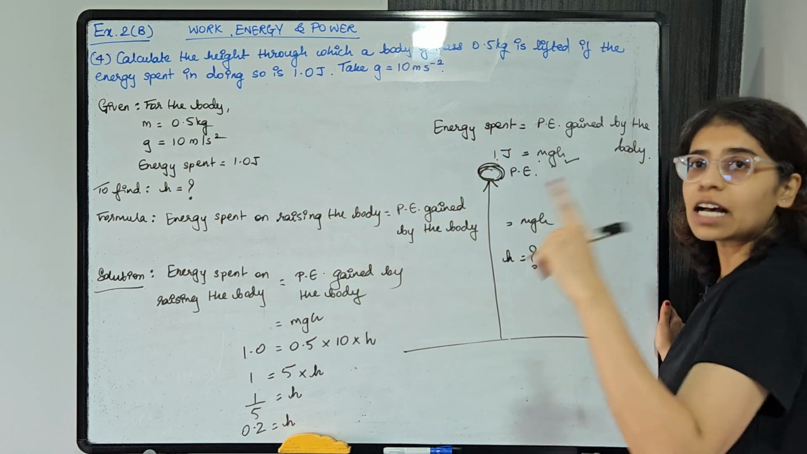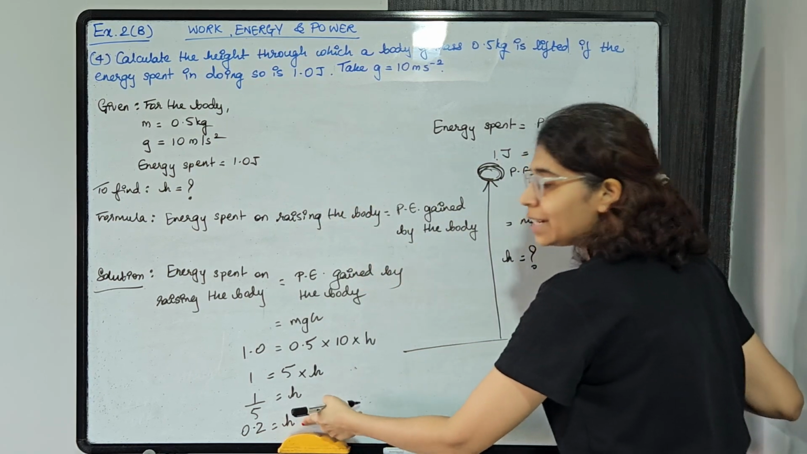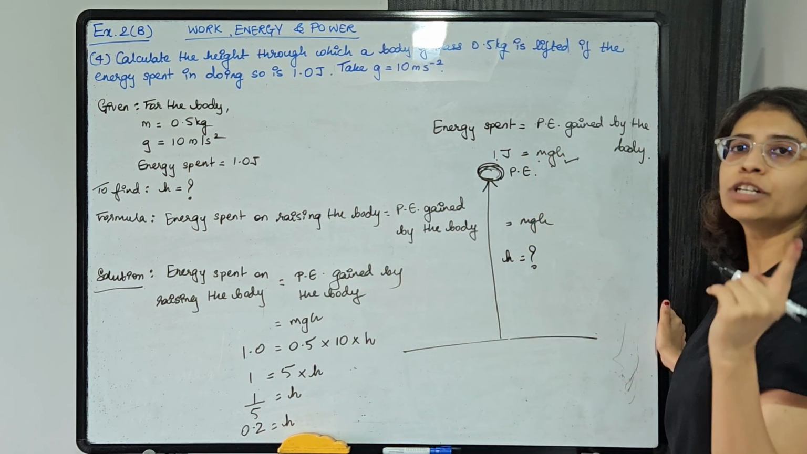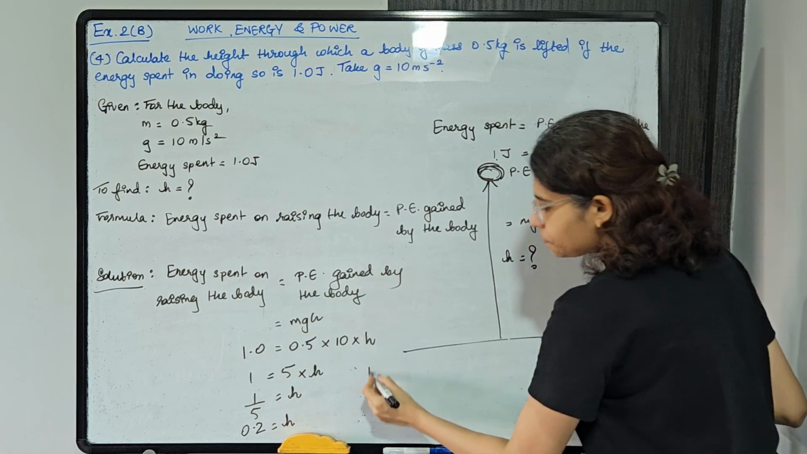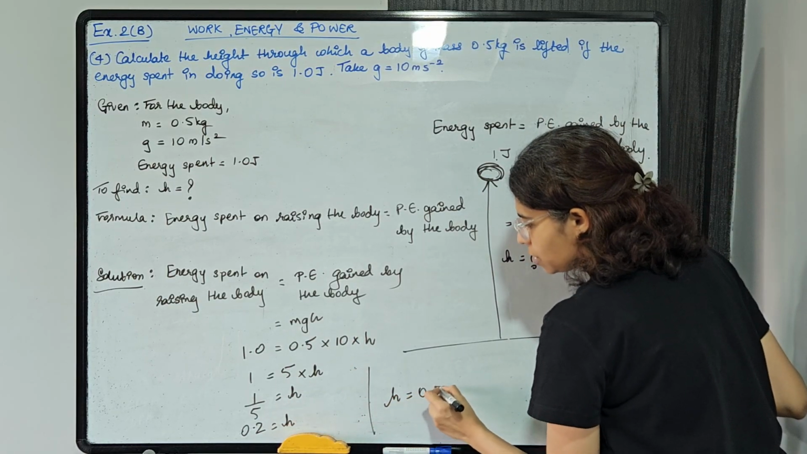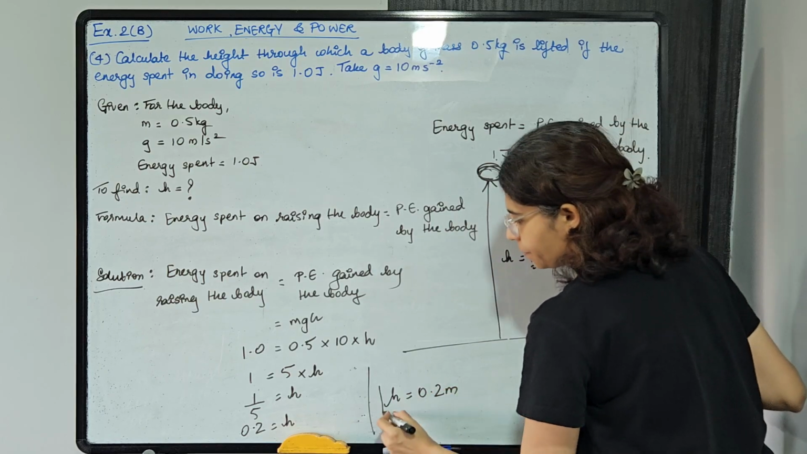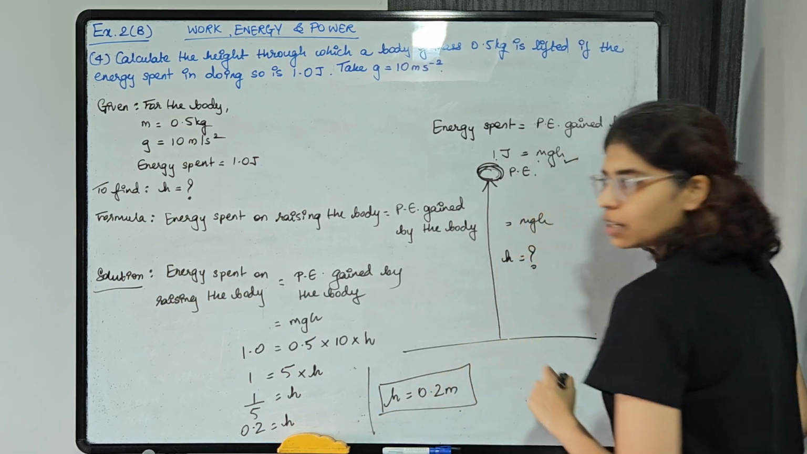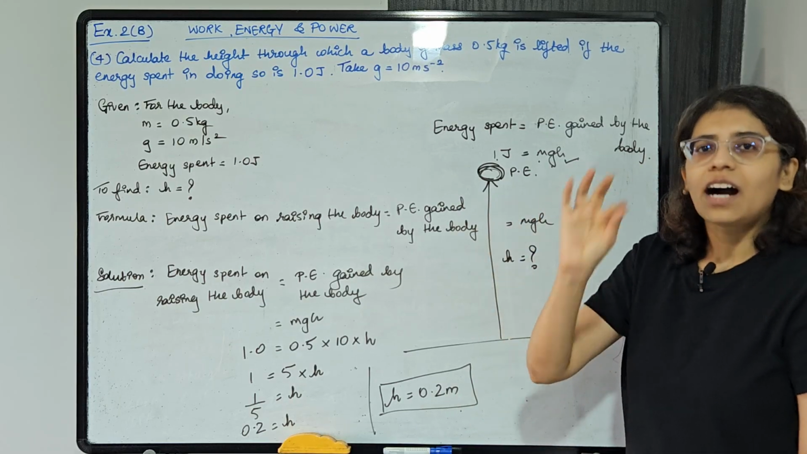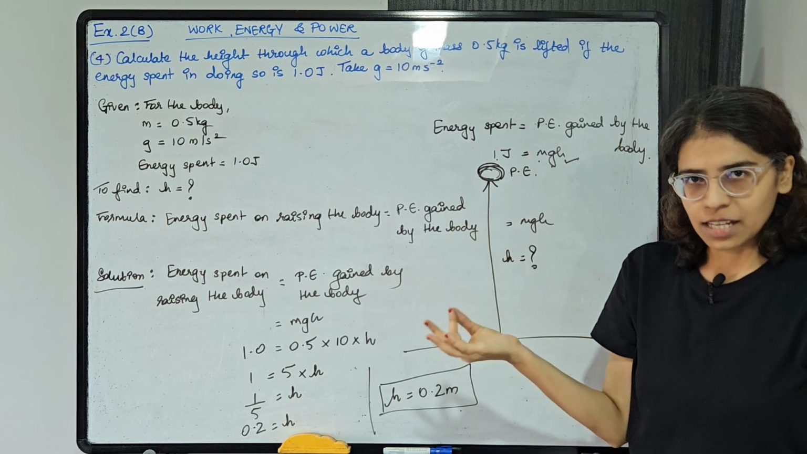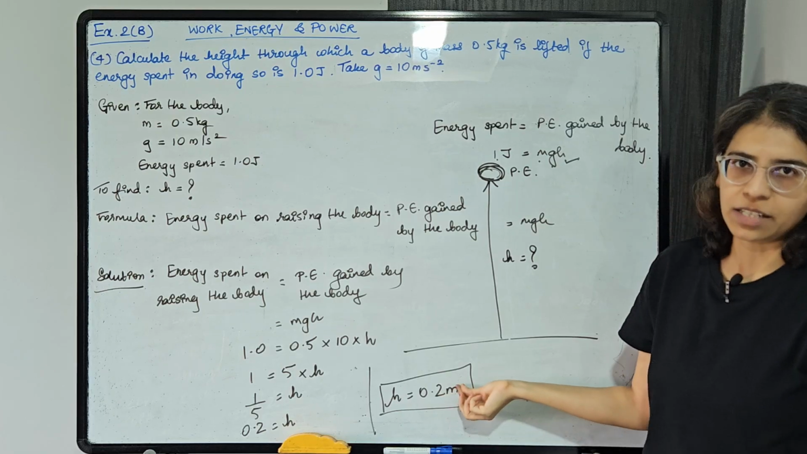Everything is given in SI units, so the answer that you're getting is in SI unit. What is the SI unit for height? It is meter. So it will be 0.2 meter. So h is 0.2 meter. Box the answer, don't forget the unit, write down the final statement: the height through which the body is raised is 0.2 meter. Okay.